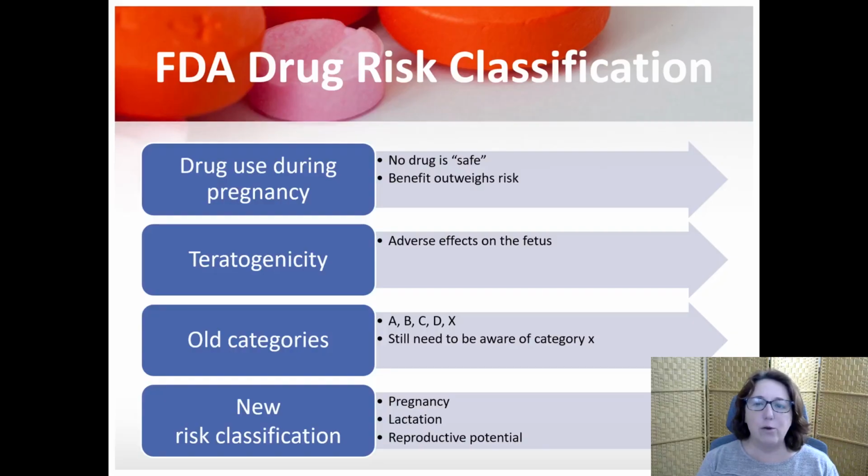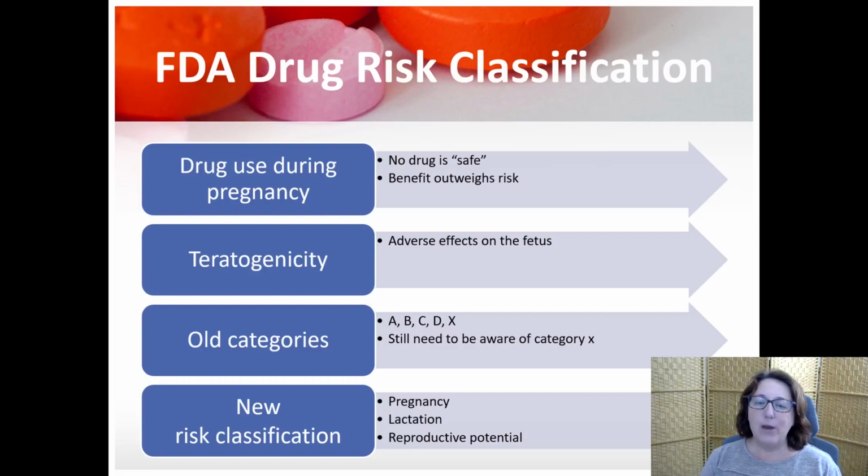In 2015, a rule was made to phase those categories out. You may occasionally still see them, or patients may refer to them. The categories were A, B, C, D, and X, and they moved from relative safety, so category A was considered to be relatively safe, to category X, which is harm to the fetus. You most likely will still hear people, myself included, refer to drugs as category X to convey that they should definitely not be given during pregnancy. So you really don't need to know the old categories except for category X. You should know that that means that we don't give it during pregnancy.